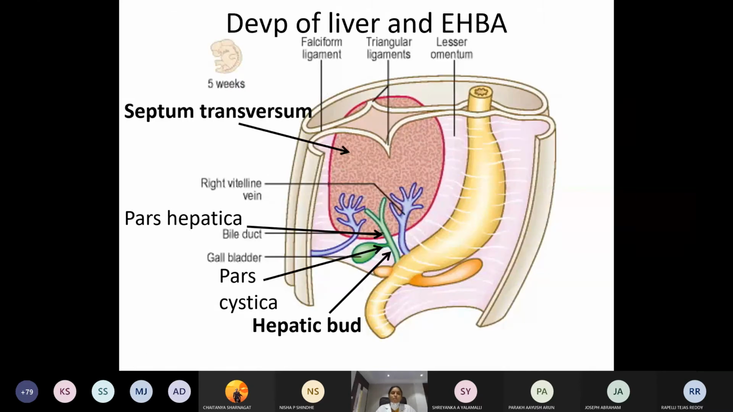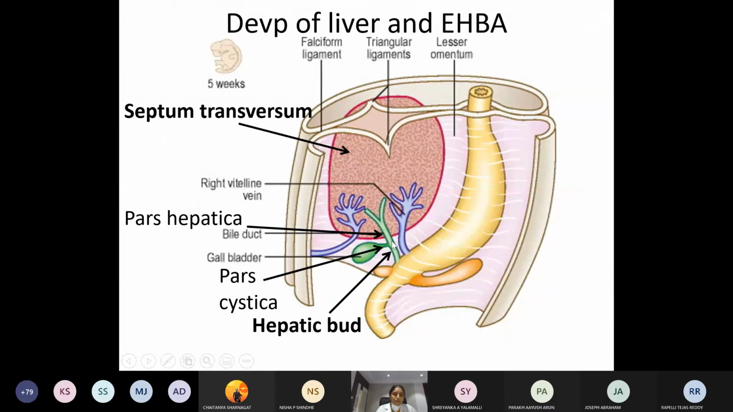Okay. We'll move on to development of the liver and extrahepatic biliary apparatus. So this is all stomach, right? Then the beginning of the duodenum. Here we see a small hepatic bud arises from the ventral border of the foregut. This part is a sagittal section. From the ventral part of the distal part of the foregut, you can see a small hepatic bud arises.